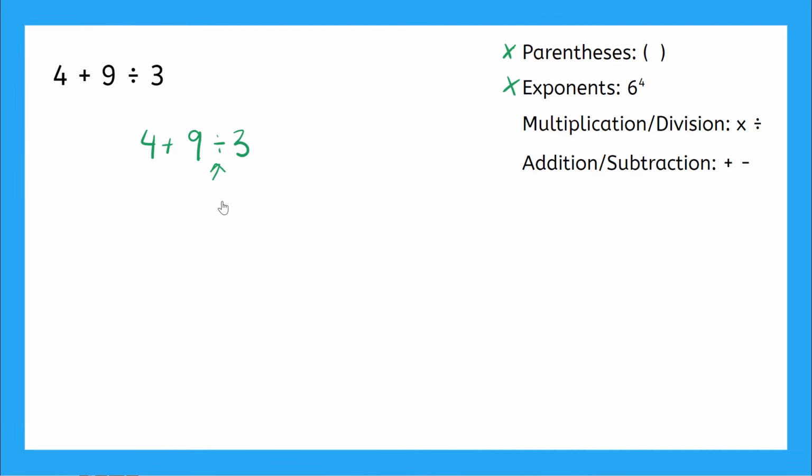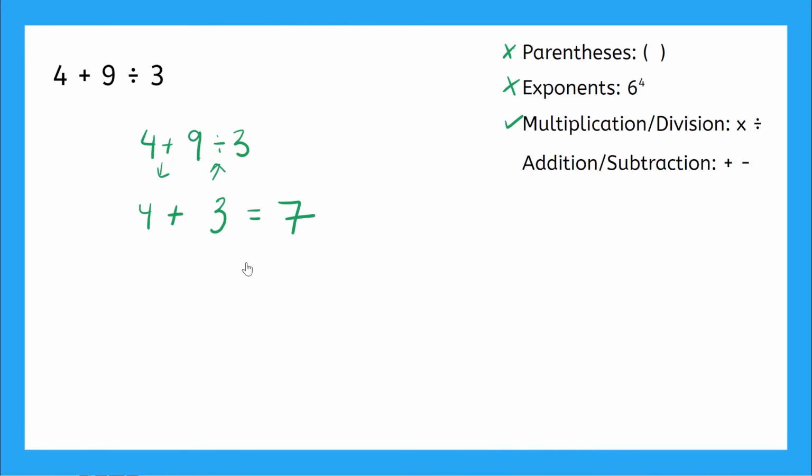9 divided by 3, that gives me 3. And I bring the rest of the problem down. I still have 4 plus 3. So I've done my multiplication and division, check. And now addition and subtraction, I have that. 4 plus 3 gives me 7. And there we go, that's the answer.